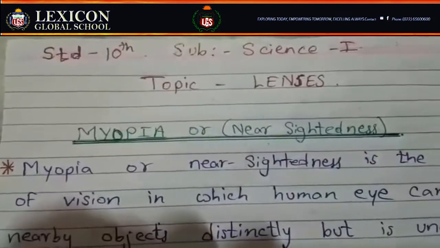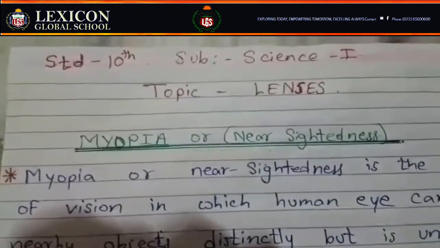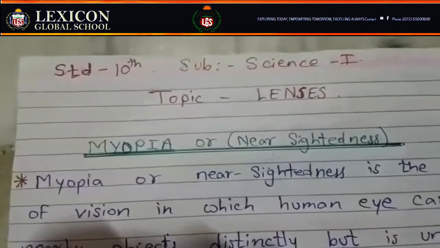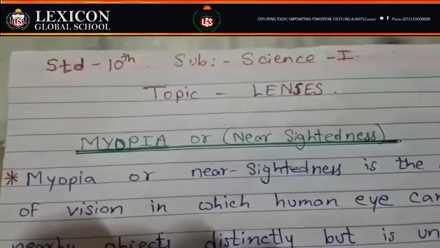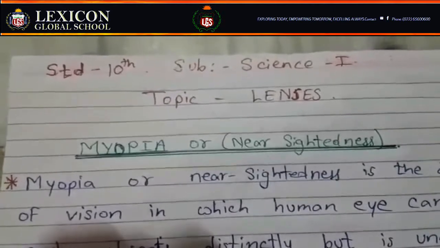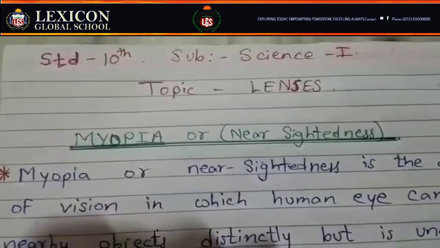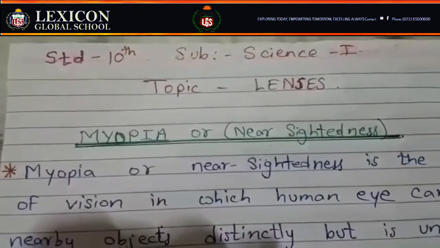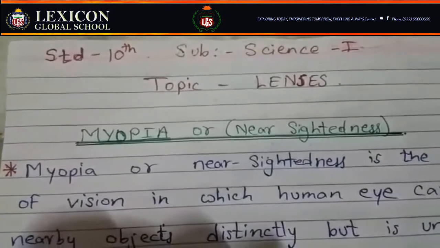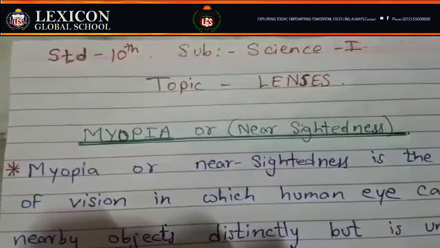Hello students. So in the last video we have learned about the lenses topic. So we are going to continue with the same topic today, again lenses, standard 10th science 1. Now in the last video we have seen two types of lenses. One is the concave lens and the other is the convex lens. Convex lens is also called the converging lens and concave lens is also called the divergent lens.